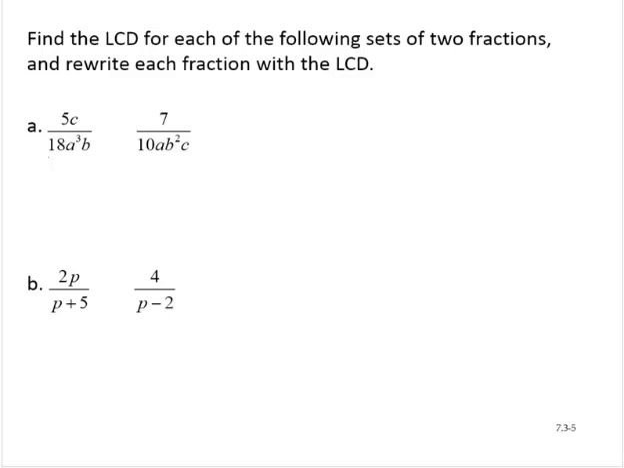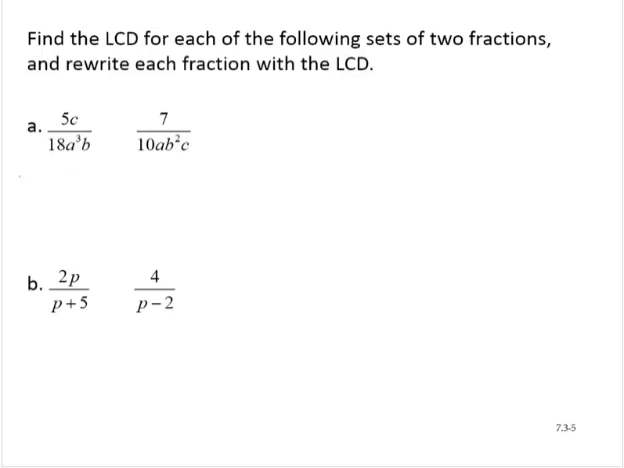Find the LCD for each of the following sets of two fractions and rewrite each fraction with the LCD. Alright, so let's see what we have here. We have 5c over 18a cubed b, and we have 7 over 10ab squared c. So let's first factor the denominators and find the LCD.